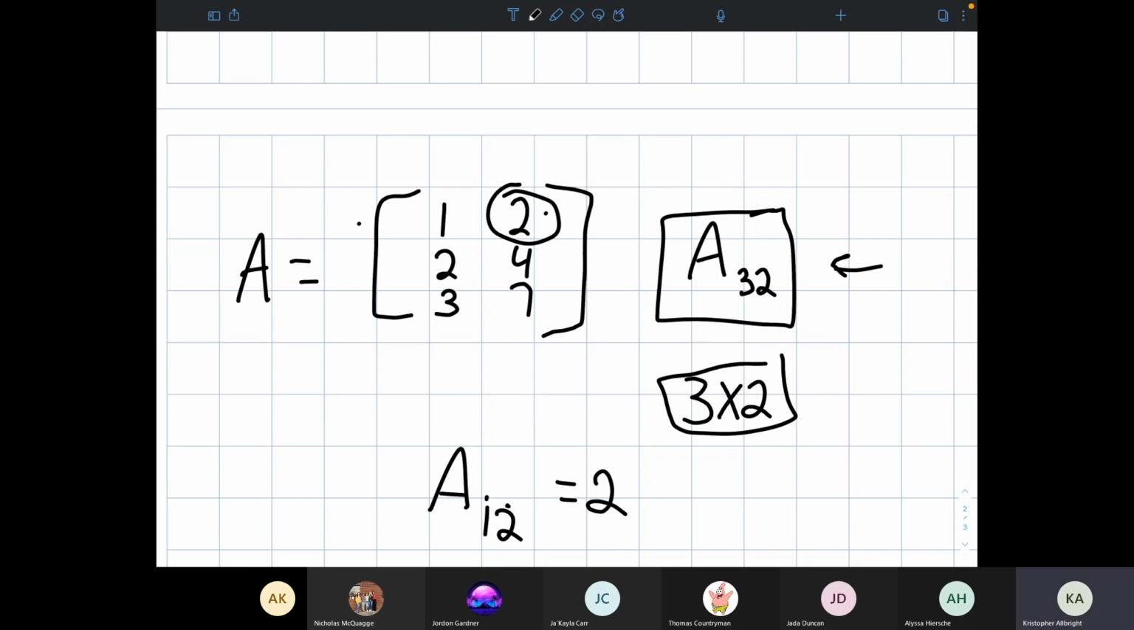That's how you would read it. If you're reading it out loud, you're reading rows and then columns. So for this A right here, you're just reading 1, 2, 2, 4, 3, 7. Does that make sense? But when you're looking for an element like this, then you're reading row, so first row, which is this number, second column. Make sense? Okay.